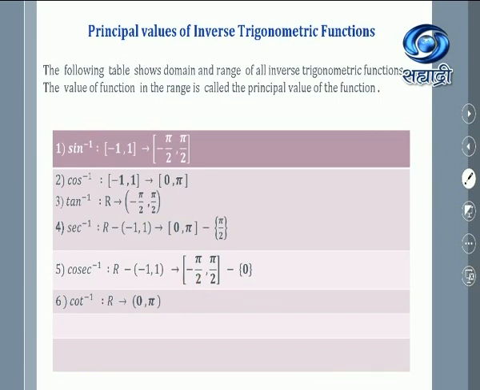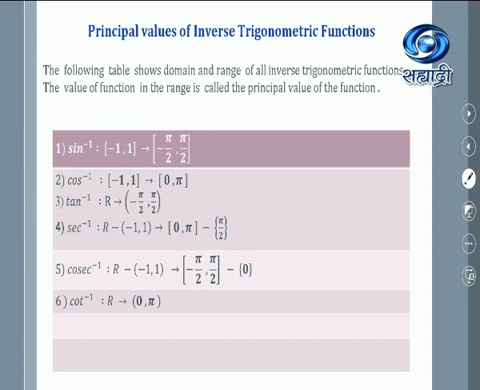The range is the closed interval minus pi by 2 to pi by 2 except 0. So we denote that by putting minus sign, and this is the set singleton 0. For cot inverse, the domain of the cot inverse is the set of reals and the range is the open interval 0 comma pi. So keeping all these things in mind and few more properties, we are trying the sums.